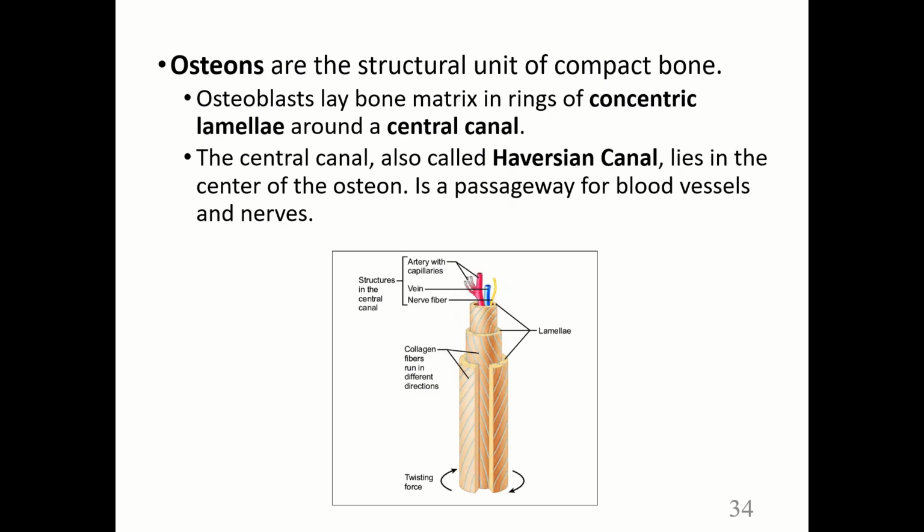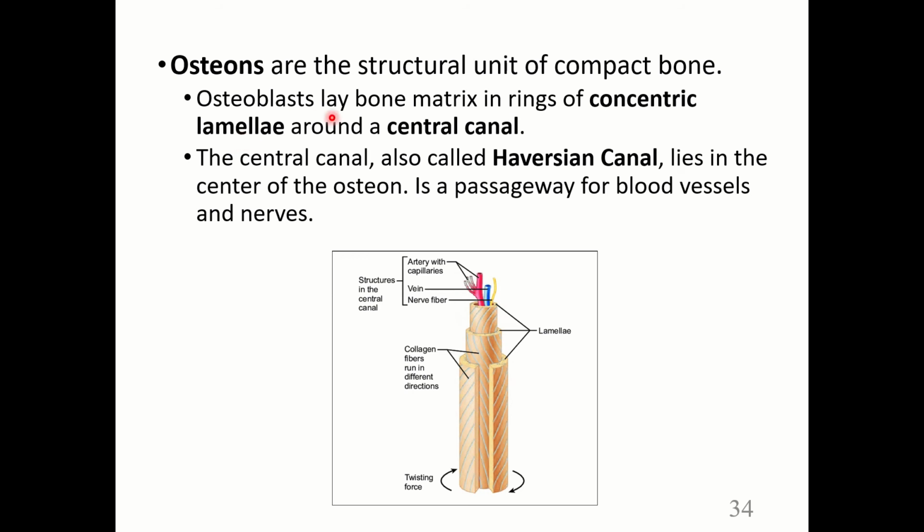Osteons are the structural unit of compact bone. Osteoblasts lay bone matrix in rings. These rings are called lamella. Lamella means a sheet. So if you laminate paper with plastic, that comes from the term lamella, laminate, sheet. So osteoblasts are laying bone matrix basically in sheets that are in rings.